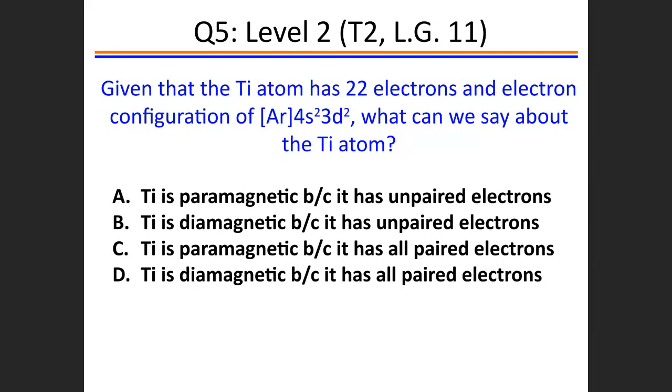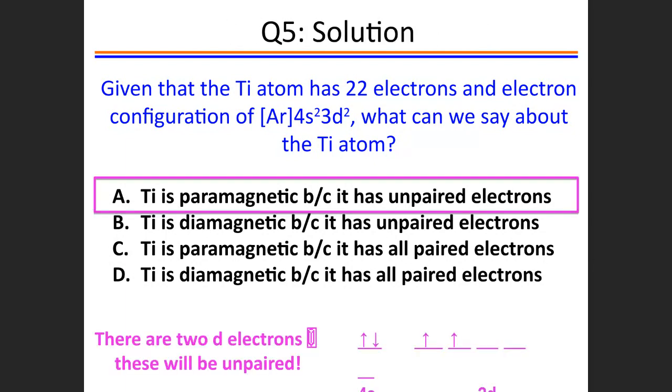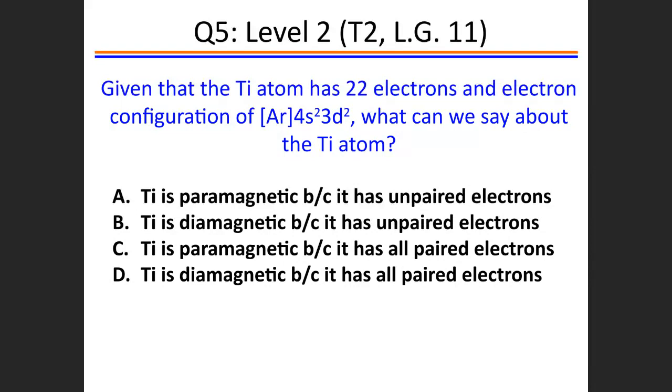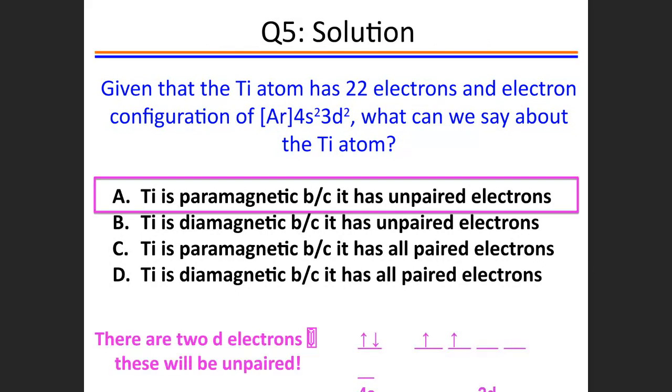And now we have some questions here. The titanium atom has 22 electrons and the electron configuration is this. What can we say about the titanium atom? Titanium atom is paramagnetic. It has unpaired electrons. So that means we first have to draw the electrons, then we can find out. The drawing is like that. There are two d electrons and these will be unpaired.